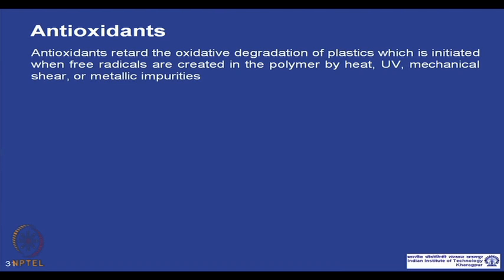Now, let us talk about one more class of additives, antioxidants. Now, antioxidants basically retard the oxidative degradation process of polymers, which is initiated when free radicals are created in the polymer material by either heat, UV, mechanical shear or metallic impurities. So, antioxidants basically retard the oxidative degradation process.